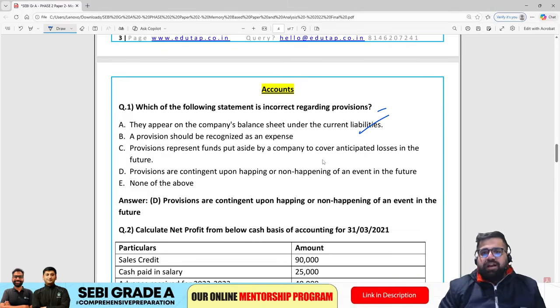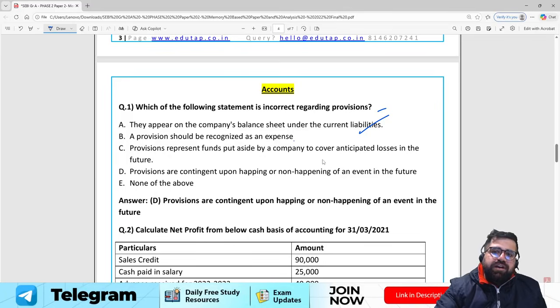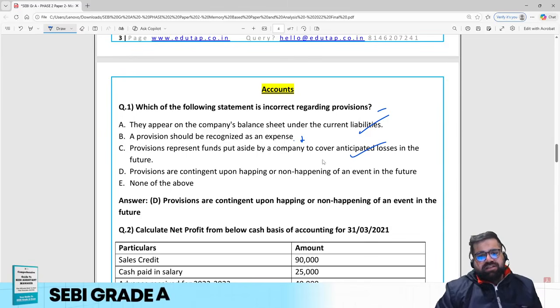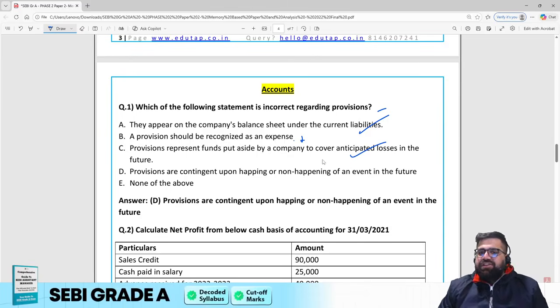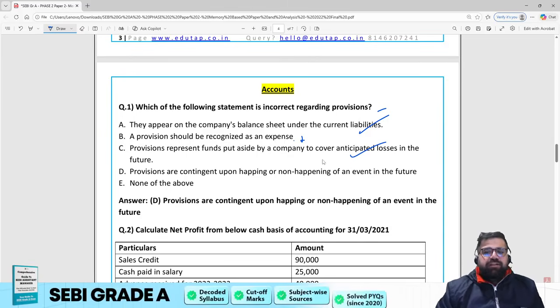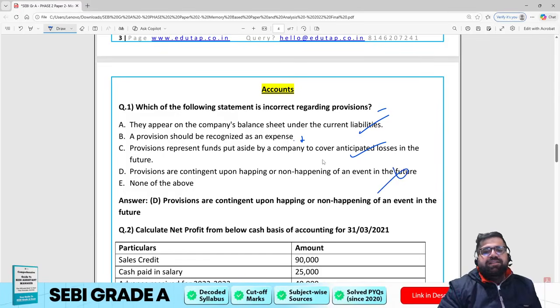A provision should be recognized as an expense. Yes, because they will reduce your P&L. They will be charged from P&L, so your profit is bound to reduce. Provision represents the fund put aside by the company to cover anticipated losses. Yes, this is the major objective of provision. Provisions are contingent upon happening or non-happening of an event. This is incorrect. Why is this incorrect?